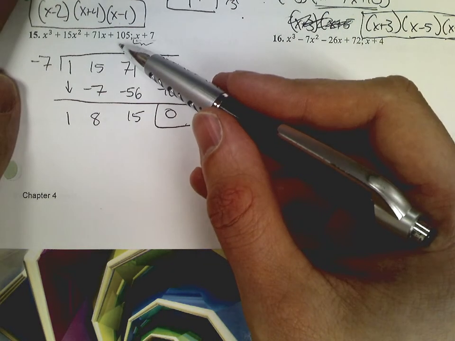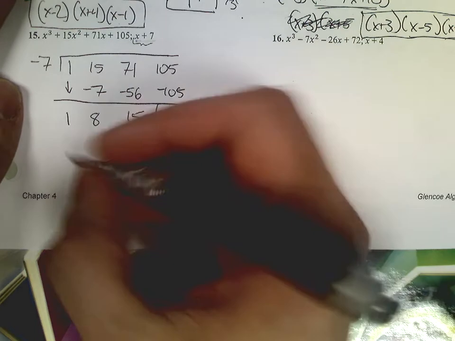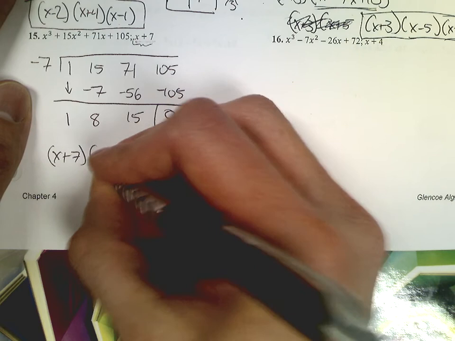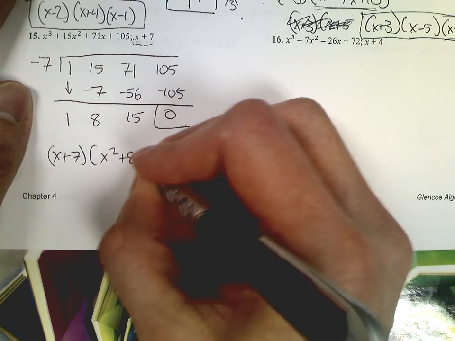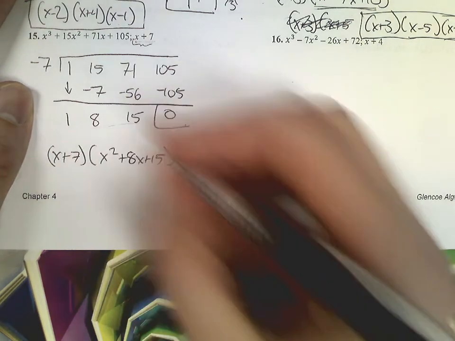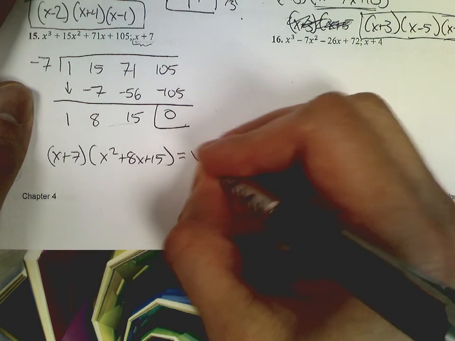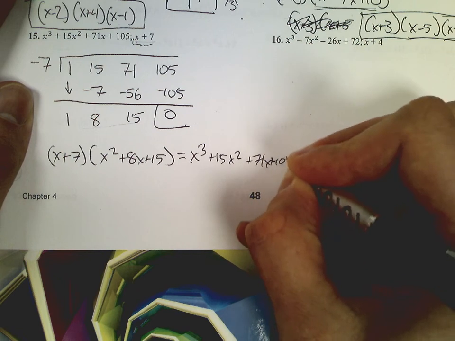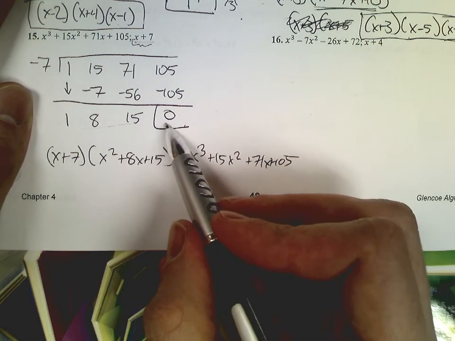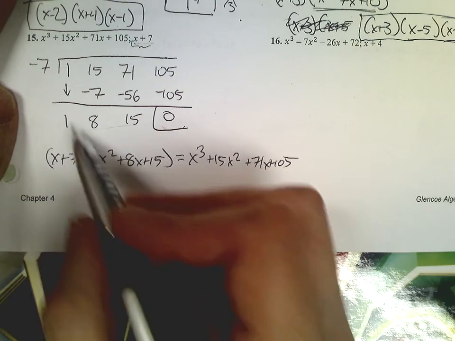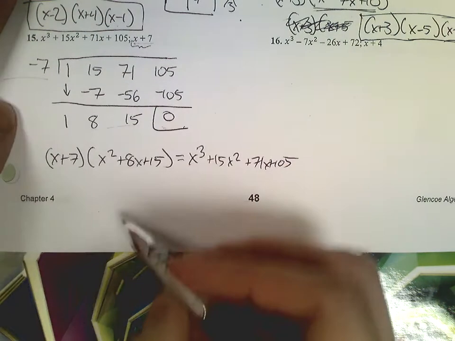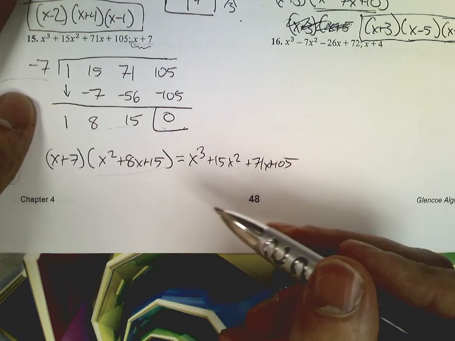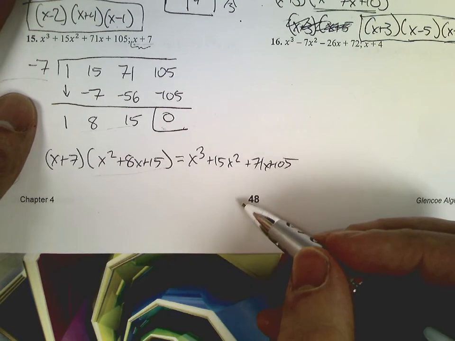That tells me -7 is an x-intercept, which also means that x plus 7 times x squared plus 8x plus 15, the result from here, is equal to x cubed plus 15x squared plus 71x plus 105. So I've started to factor it this way. The fact that I have a 0 here says you have a remainder of 0, which means just the x plus 7 times this is going to give me my original. That remainder of 0 says it works out nicely, which is exactly what I want.